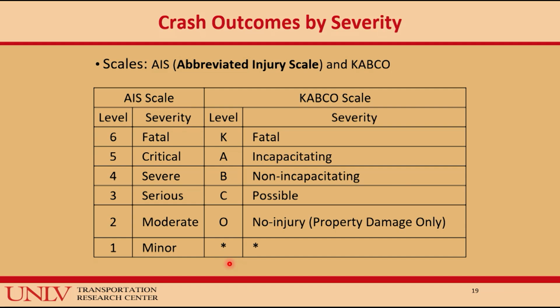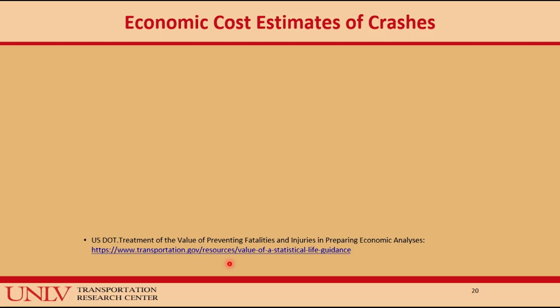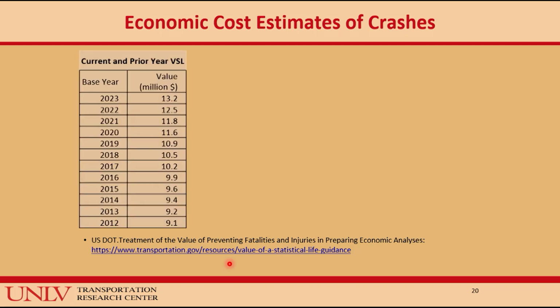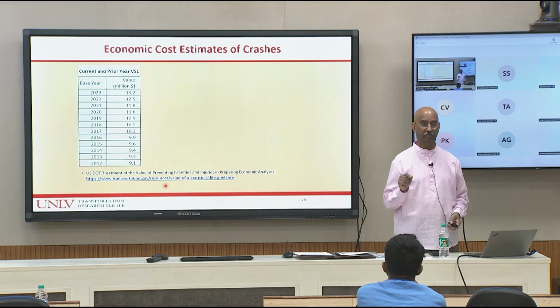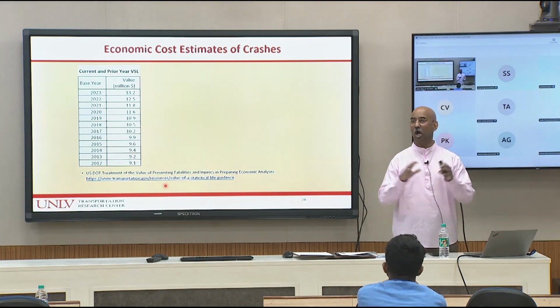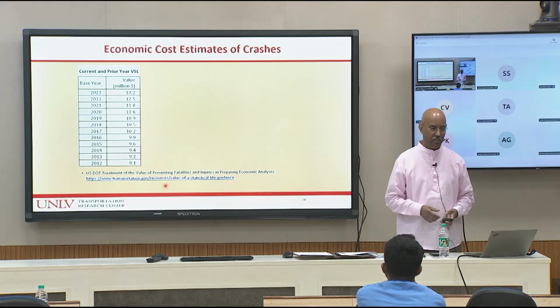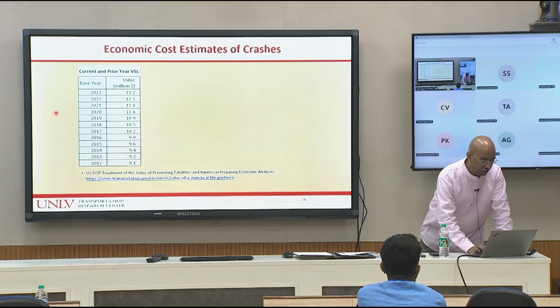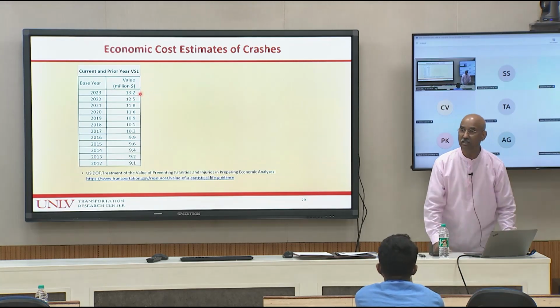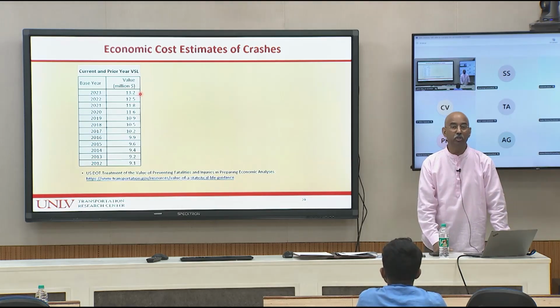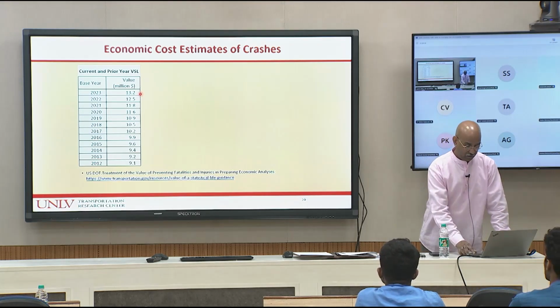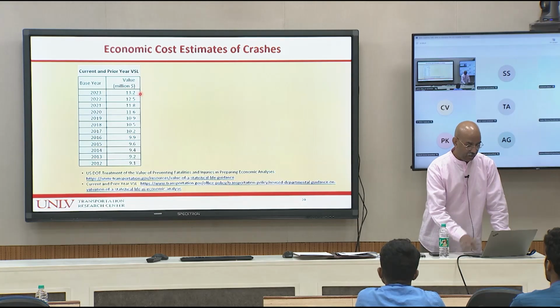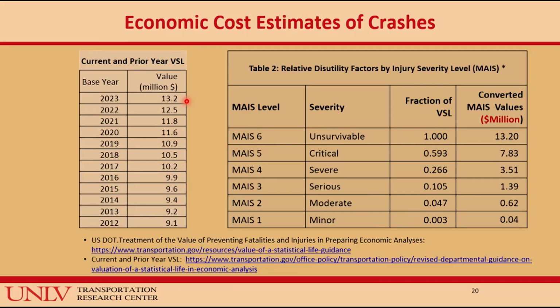How do we make use of this? There is a concept called value of statistical life. There are economists who have worked on this for years and years, and let me just walk you through it. Let me just say, in the year 2023, the value of statistical life in the United States was $13.2 million. Let me now convert that to KABCO. Please follow me on the screen.